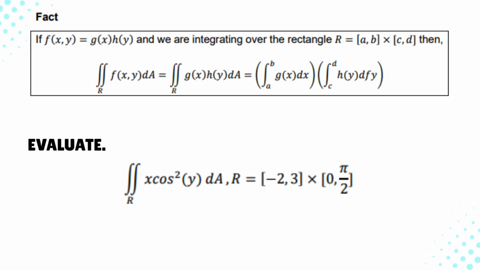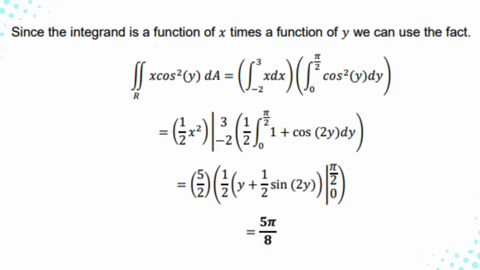Evaluate the double integral over R of x cosine squared y dA, where R is [-2, 3] times [0, pi/2]. Since the integrand is x times cosine squared y, we can use the separability fact. Applying it, the double integral equals the integral from negative 2 to 3 of x dx times the integral from 0 to pi halves of cosine squared y dy.